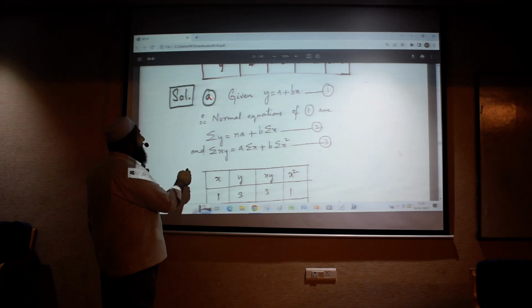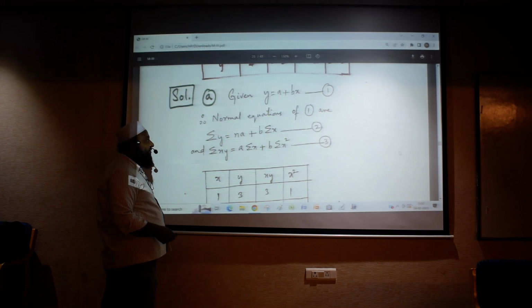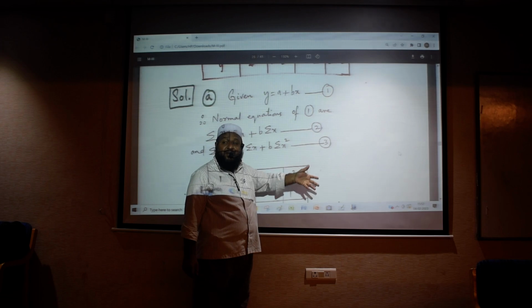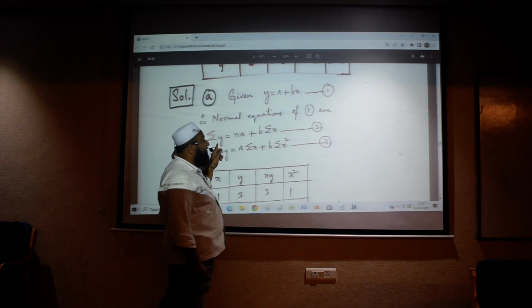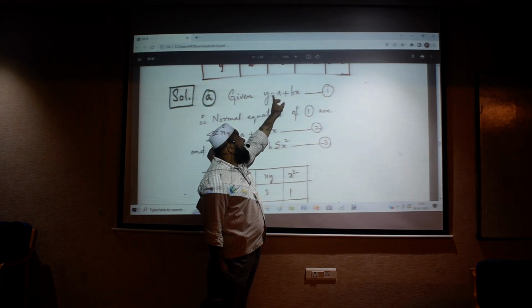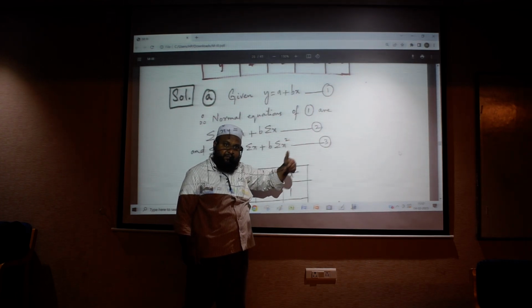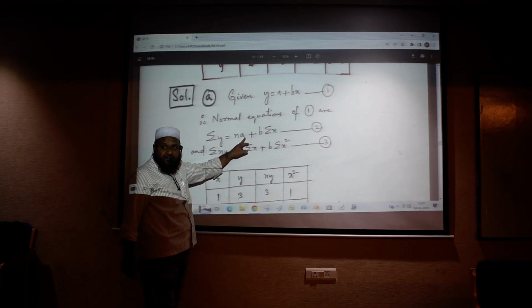For part A, given y = a + bx. Now what we are going to do is write the normal equations. How to remember normal equations, I said earlier. You just apply sigma, so this will be sigma y. Whenever the constant is there, if I apply sigma, that will be a + a + a, like that. Sigma a means a plus a plus a. How many times will it be? n times. So that will become na.